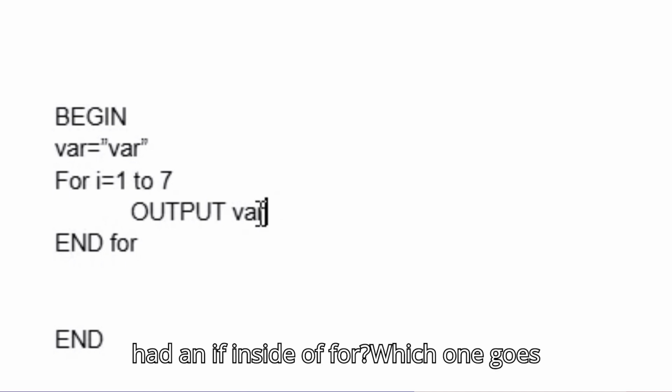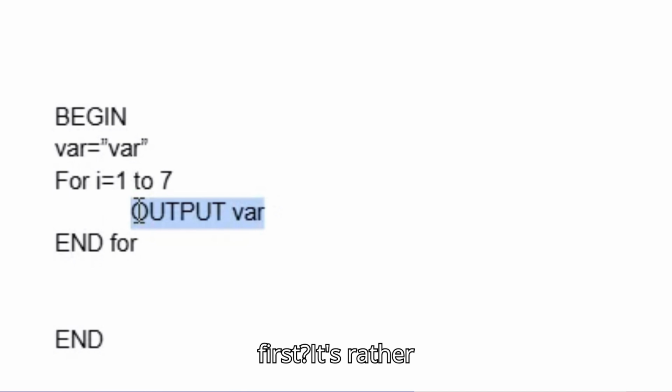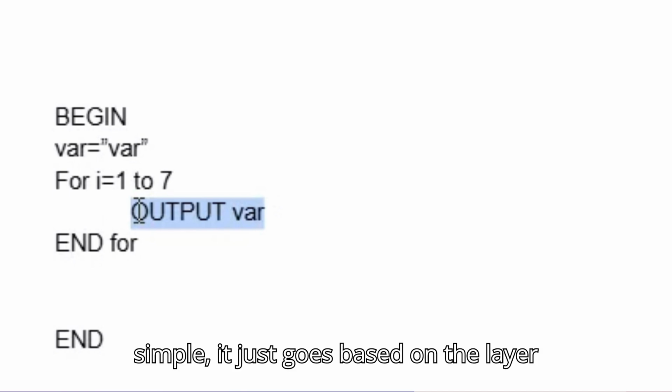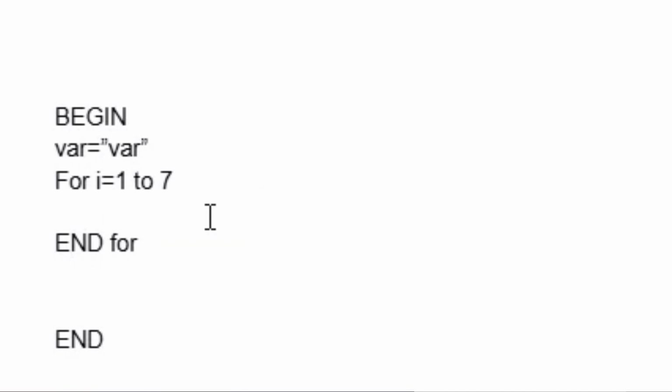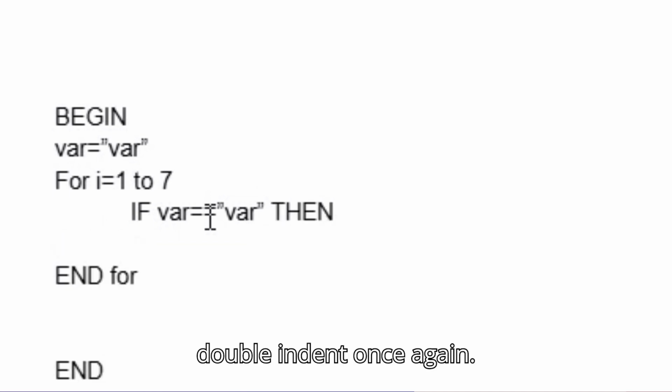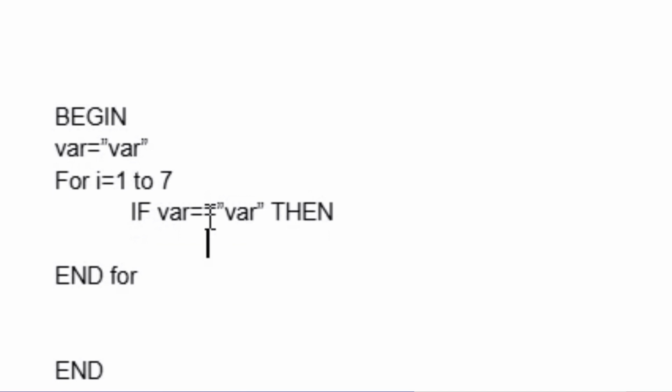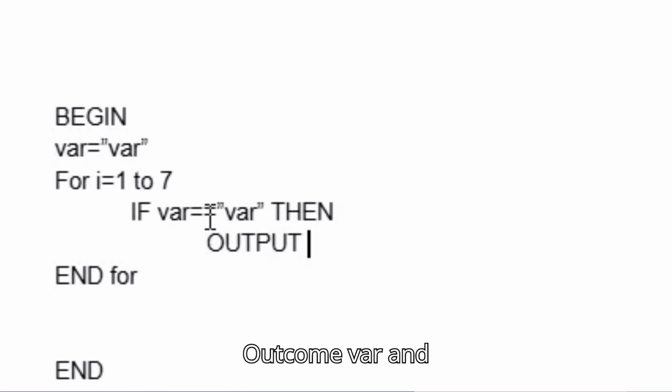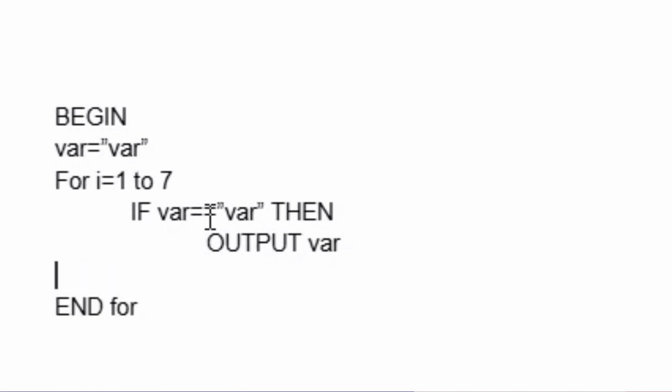Now you might think, well, if ifs also have end if, and fors have end fors, what happens if you had an if inside of a for? Which one goes first? It's rather simple, it just goes based on the layer of indentation. So if I had if var is equal to var, then you need to double indent once again. Output var, and then end if.